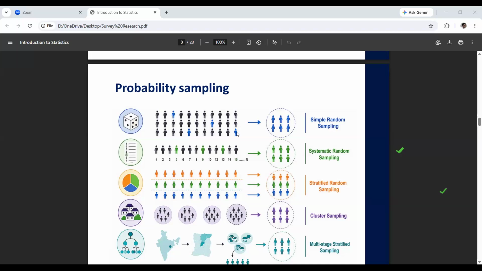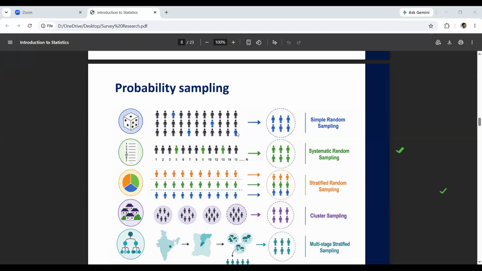Then there is a method, systematic random sampling. This is an alternative to simple random sampling. Suppose there are 200 households in a village, and you have to select only 20 households. So divide 200 by 20 to get the interval. The interval will be 10.